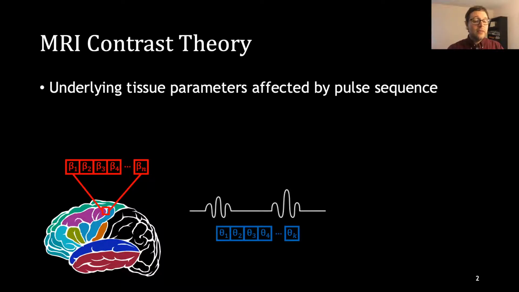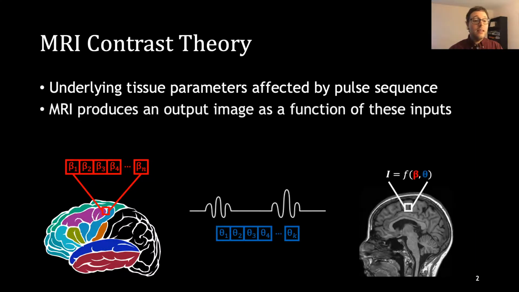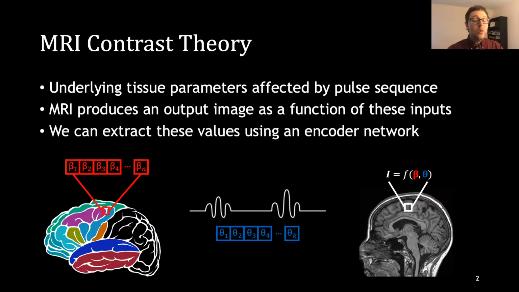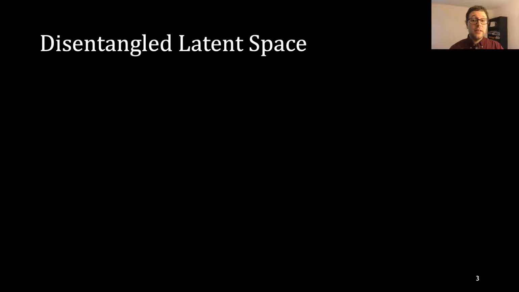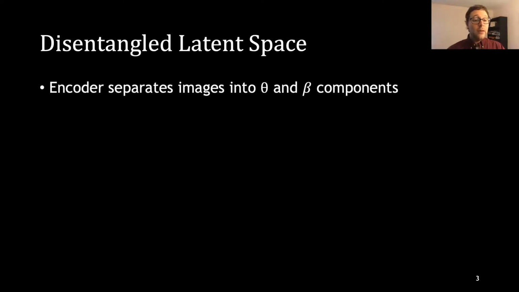To perform this kind of work, we're going to have to go back to our MRI contrast theory, specifically that there are underlying tissue parameters, which we can write as a vector of betas, that are affected by a pulse sequence, which we can write as a vector of thetas. We can then think of the MRI as a function of these 2 inputs at each voxel. And hopefully, we would be able to extract these values from an image using an encoder network. But to do this, we would need a disentangled latent space. Specifically, we need an encoder that separates images into theta and beta components.